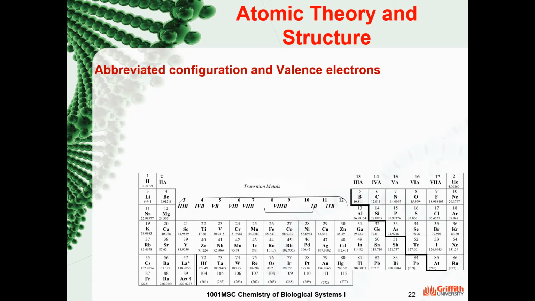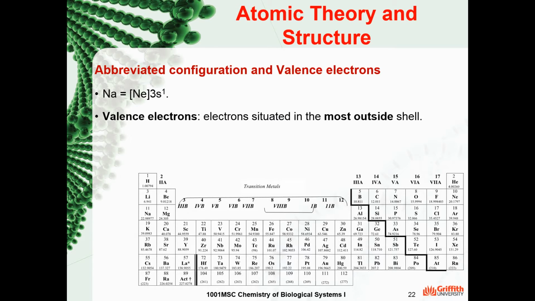As mentioned earlier, we can use the abbreviated electron configuration using the closest noble gas. For example, sodium has the following abbreviated electron configuration, [Ne]3s1. So sodium has one extra electron on top of the noble gas, and this electron is located in the most outside shell, or the outer shell, and this is what we call a valence electron.